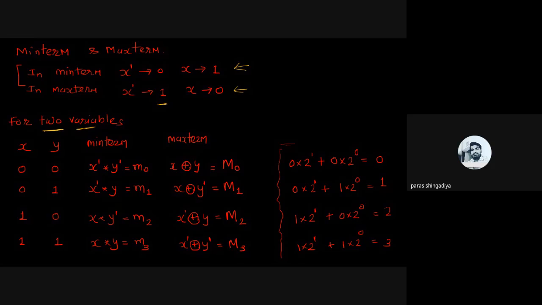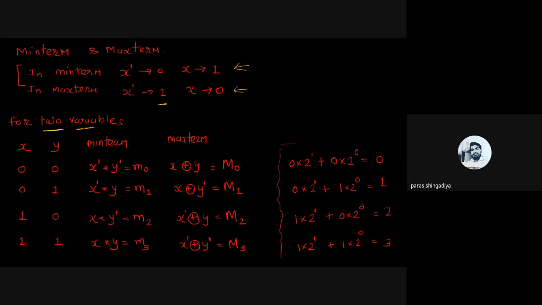So let us derive the table of minterm and maxterm for two variables. When you consider two variables, there are four possibilities: both are true, true and false, false and true, and both false. Means both are 0, 0 1, 1 0, and 1 1. And we consider these as definitions of true and false.